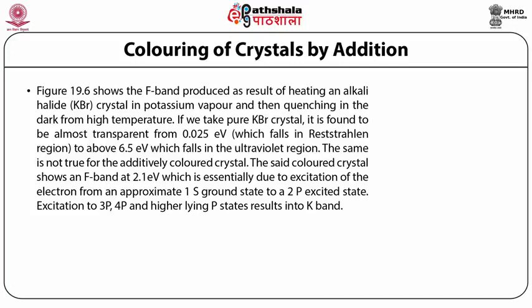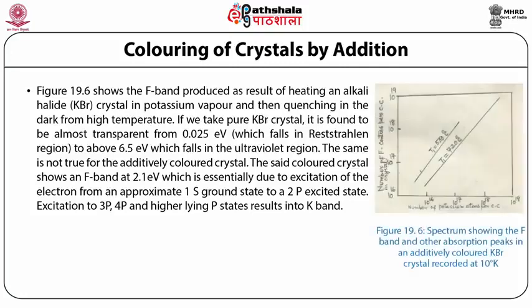The said colored crystal shows an F band at 2.1 electron volt, which is essentially due to excitation of the electron from an approximate 1s ground state to a 2p excited state. Excitation to 3p, 4p and higher lying p states results in the K band. Figure 19.6 shows a spectrum with the F band and other absorption peaks in an additively colored KBr crystal recorded at 10 degrees Kelvin.